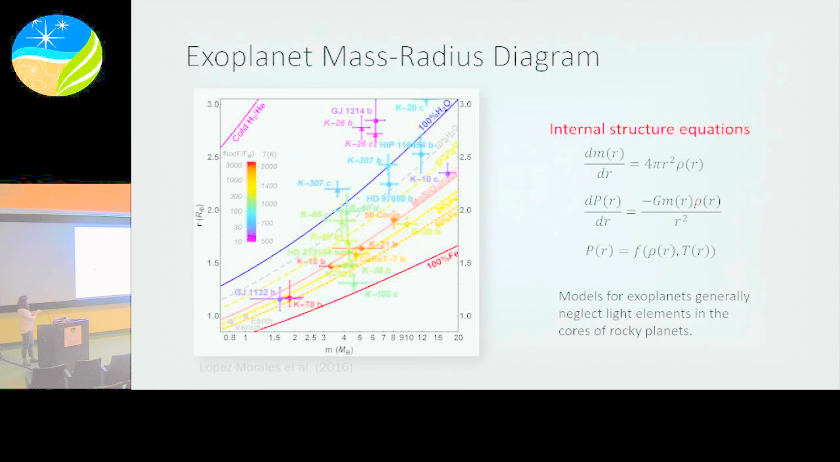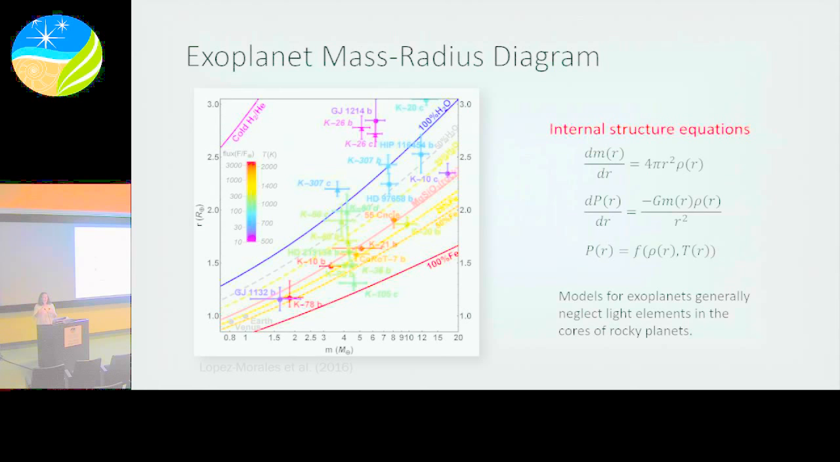These particular models are from Li Zhang. So the magnesium silicate is basically fitted to the Earth's mantle. So there's an olivine upper mantle and a perovskite lower mantle. And then it extrapolates to higher pressure equations of state from there. And then he's assuming pure metallic iron for the core. And that's a very common assumption in most of the exoplanet models, that you have pure solid metallic iron cores.